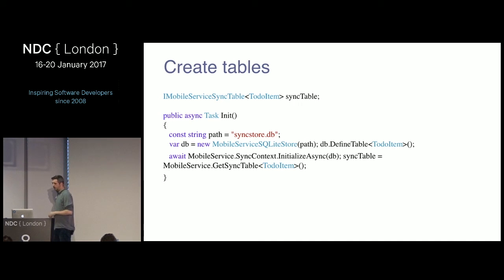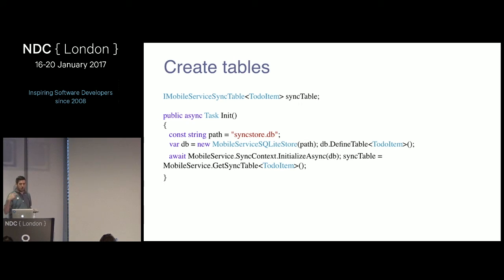If I wanted this to be online only, and I'd gone with that first NuGet package, which isn't the SQLite store, this IMobileServiceSyncTable would change to IMobileServiceTable. That's the only change you need to make to take this online only versus offline.